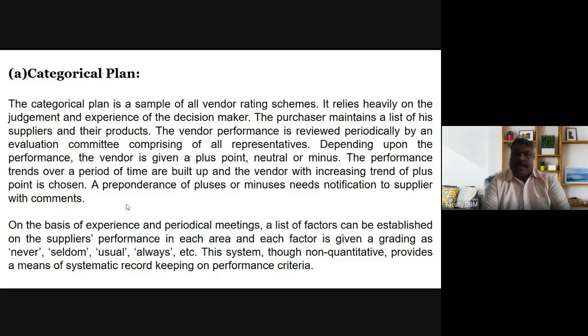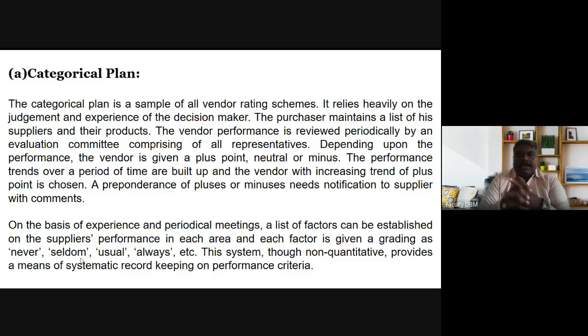It means the more pluses a vendor gets, the more likely it will be chosen. A preponderance of pluses or minuses needs notification to the supplier with comments. So we are going to tell the supplier that these are the minuses you have. If you improve those minuses, then we are ready to take the material from your side. We are going to send a note saying that in this 1 year we have seen your progress, like a progress report.